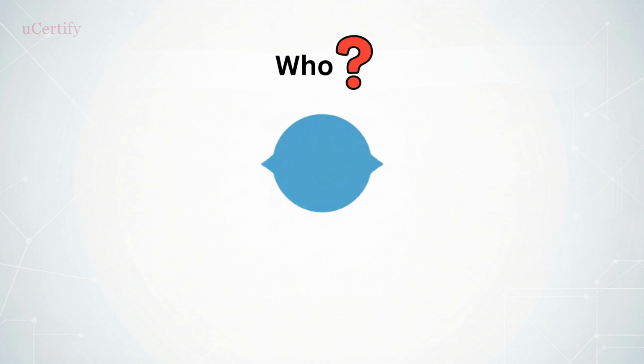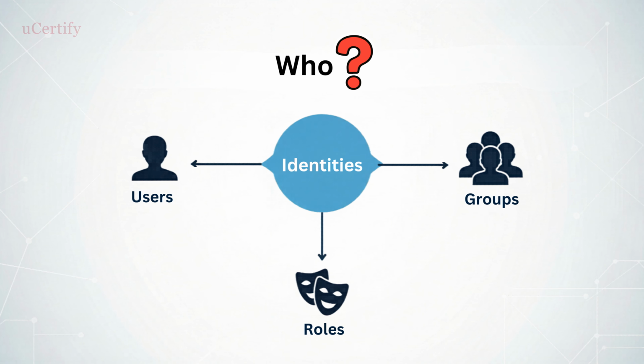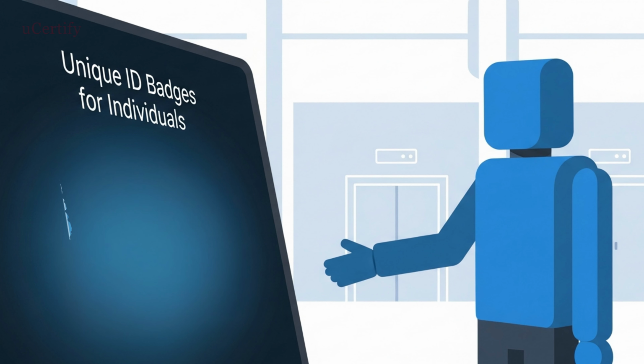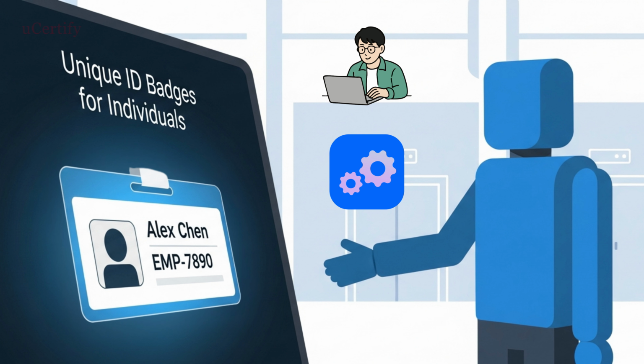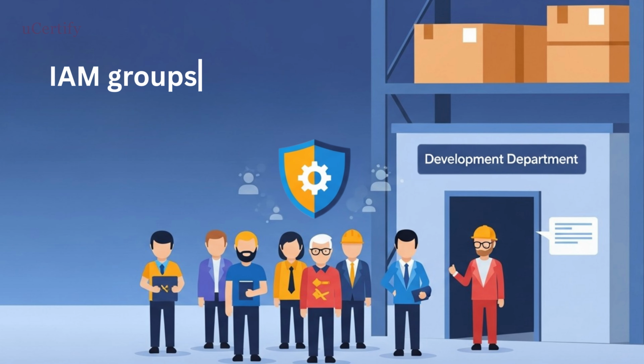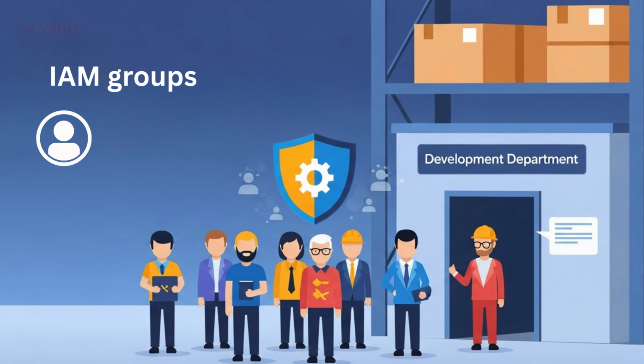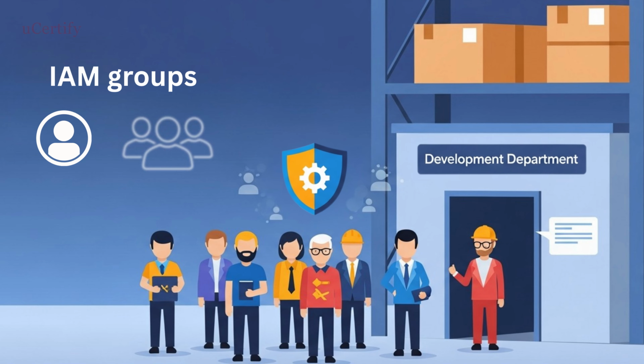Let's start with the who in our access control system. Identities. These are the entities that need to interact with your AWS resources. First, we have IAM users. These represent individual people or applications that need permanent access to your AWS account. Next are IAM groups. Instead of managing permissions for each user individually, you can assign users to groups. Think of it like a department in our warehouse.